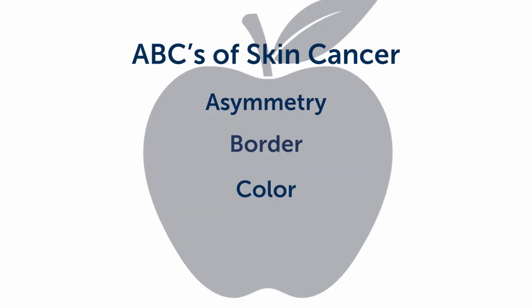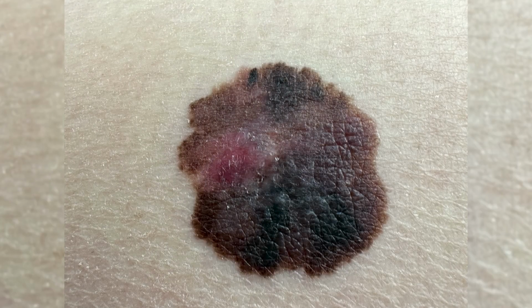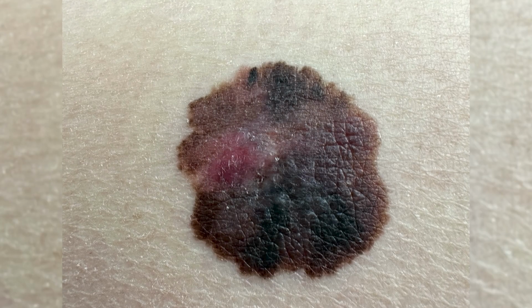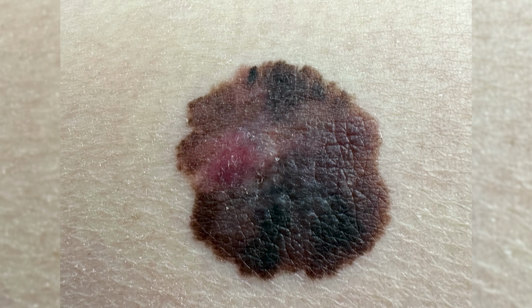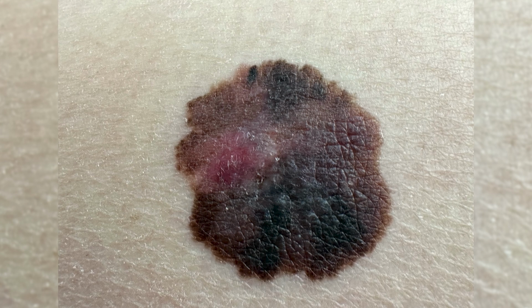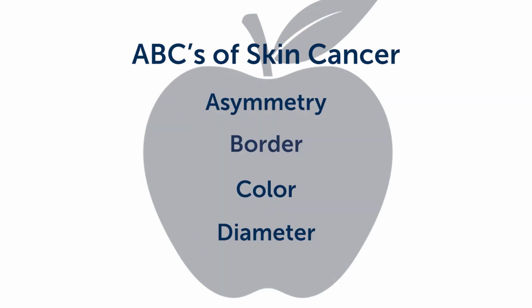C stands for color. For the most part, moles should be homogeneous, with the same coloring throughout. If a mole has deep dark spots and lighter spots, different colors within it, that's maybe a characteristic that should indicate it should be biopsied. The D stands for diameter.